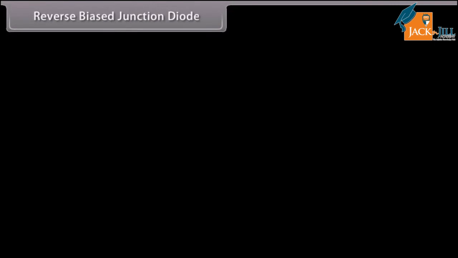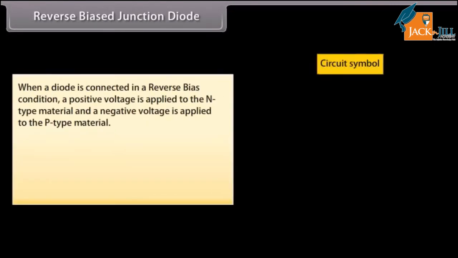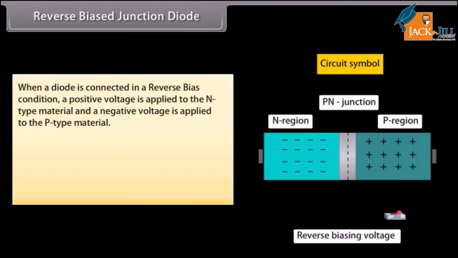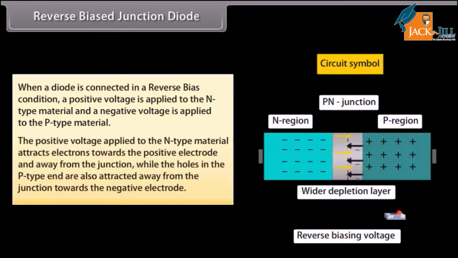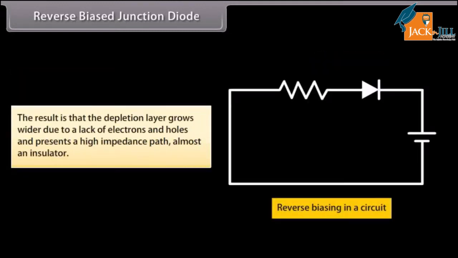Reverse biased junction diode. When a diode is connected in a reverse biased condition, a positive voltage is applied to the N-type material and a negative voltage is applied to the P-type material. The positive voltage applied to the N-type material attracts electrons towards the positive electrode and away from the junction, while the holes in the P-type end are also attracted away from the junction towards the negative electrode. The result is that the depletion layer grows wider due to a lack of electrons and holes and presents a high impedance path, almost an insulator.